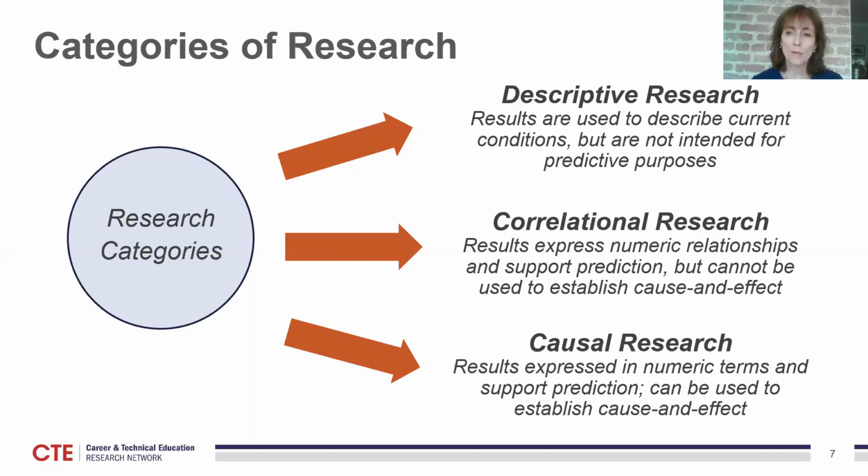So let's give an example. If you were to look at your data for a particular CTE program and you see that 55% of the students in that program are males and 45% are females, that is descriptive. Those are descriptive data. If you also see in your data that the female students are doing better, let's say on average, they are getting better grades in the CTE courses than the males, that's a correlation. There's a relationship you're seeing there between being female and doing better in the courses.